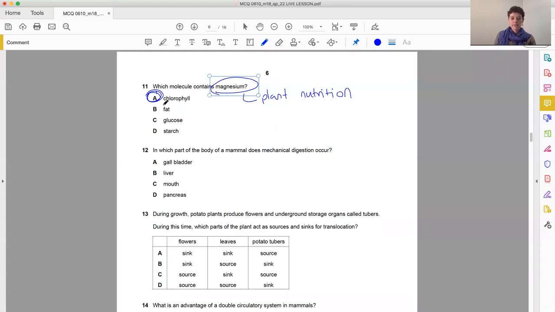Question 12. In which part of the body of a mammal does mechanical digestion occur? Mechanical digestion is all about the breaking down of pieces of food into smaller pieces of food, no chemical change. The biggest culprit for this is your teeth, of course, and the teeth are found in the mouth. So mechanical digestion is not occurring in the gallbladder or the liver or the pancreas, it is occurring in the mouth.